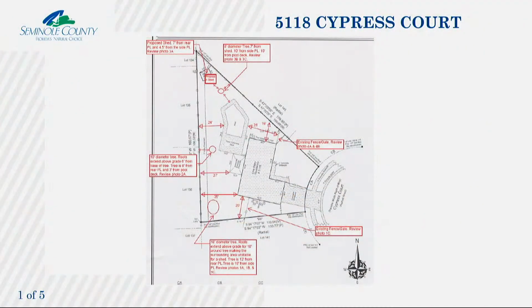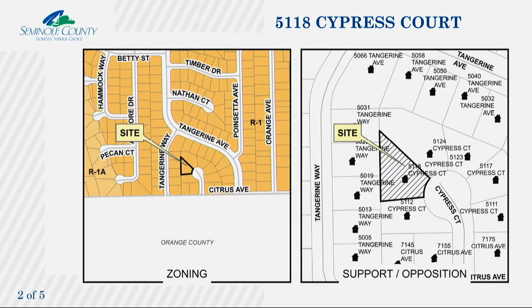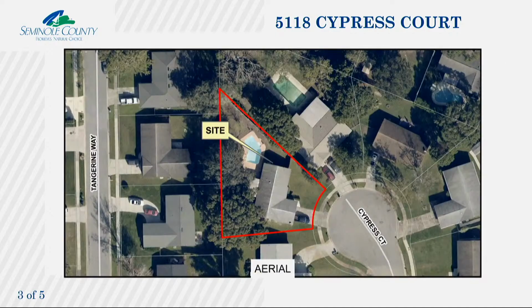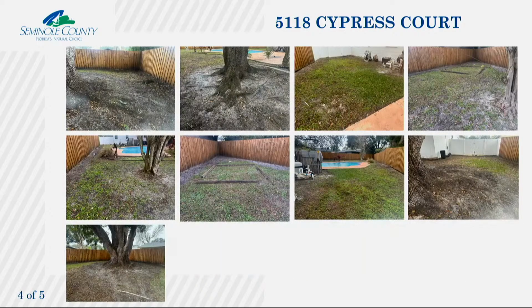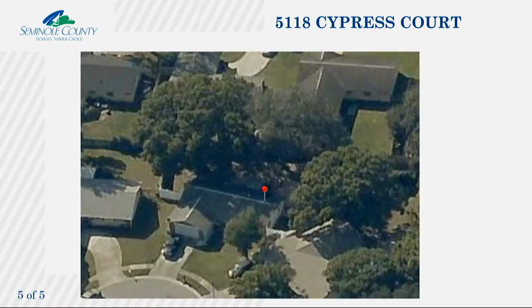Item number 4 is a request for 1, a rear yard setback variance from 10 feet to 7 feet, and 2, a side yard north setback variance from 7.5 feet to 4.5 feet for a shed in the R1 Single Family Dwelling District located at 5118 Cypress Court in the Renwood Heights subdivision. The proposed shed will be 100 square feet and will encroach 3 feet into the required rear yard setback and 3 feet into the required side yard north setback. There have not been any prior variances or building permits found for the previous shed, and this concludes my presentation.